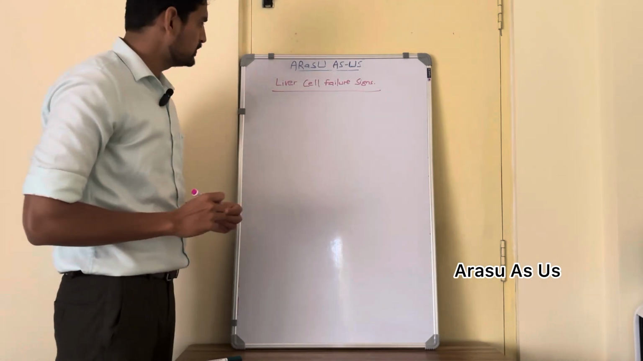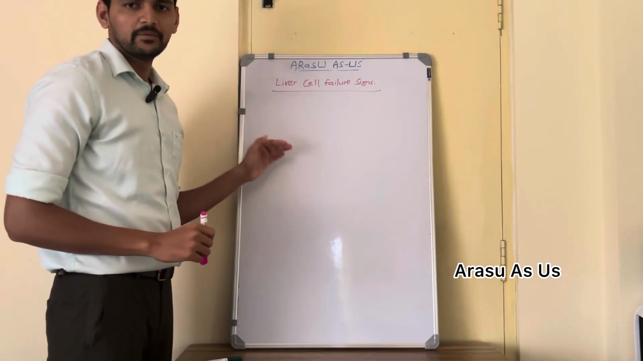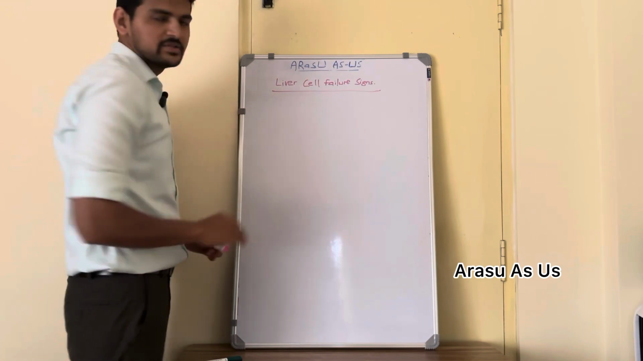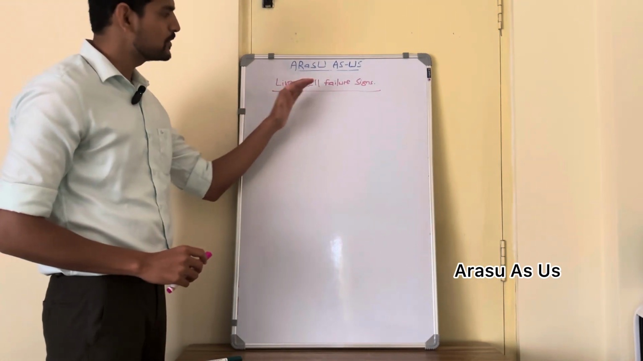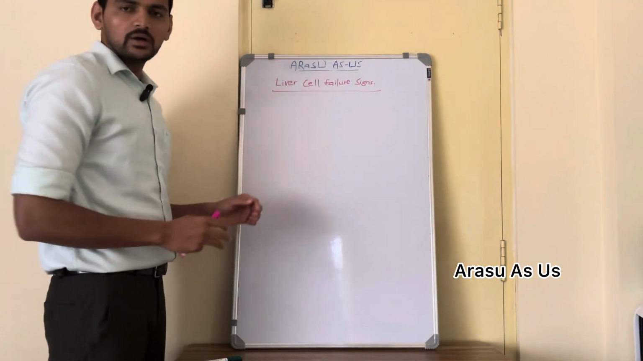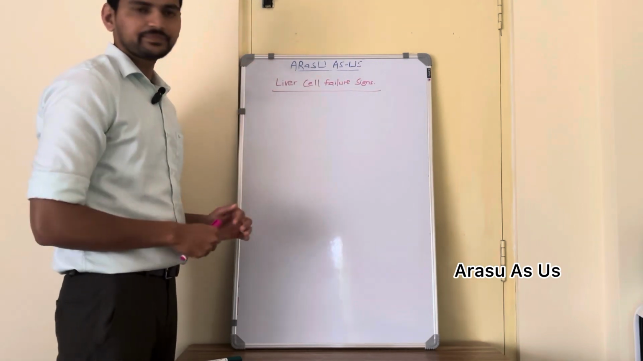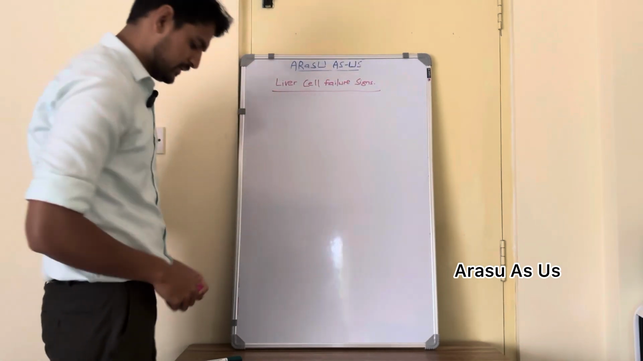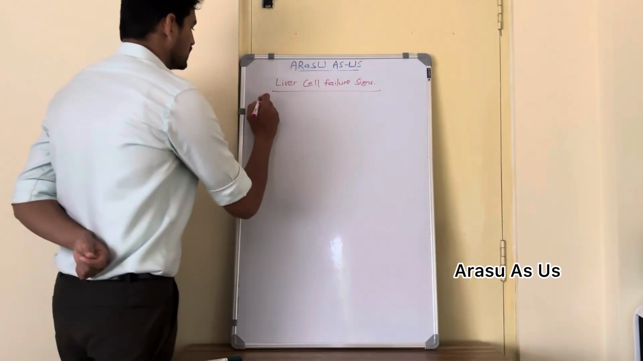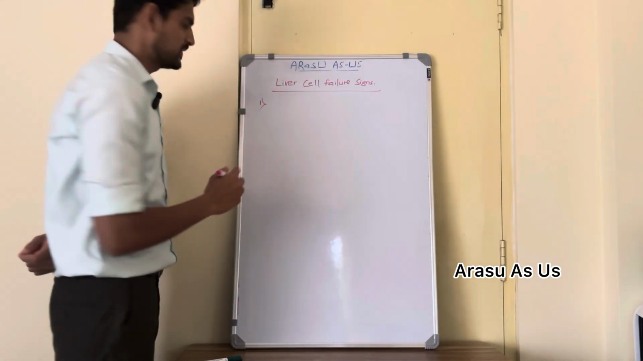When we are taking a case of per abdomen, especially liver disease, that is a cirrhosis case, in general physical examination, it is very important to mention liver cell failure signs. It is always easier to mention these signs from head to toe, so we will discuss in the same pattern today. First will be icterus in the eyes.